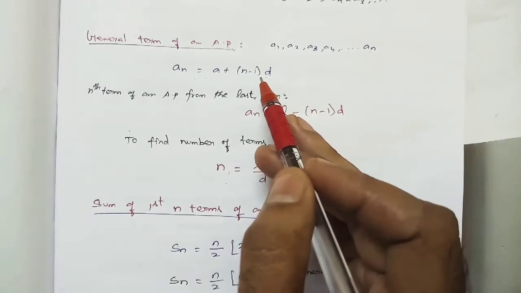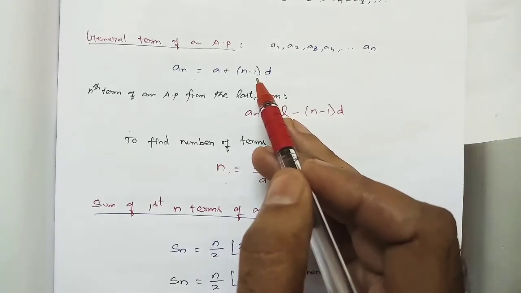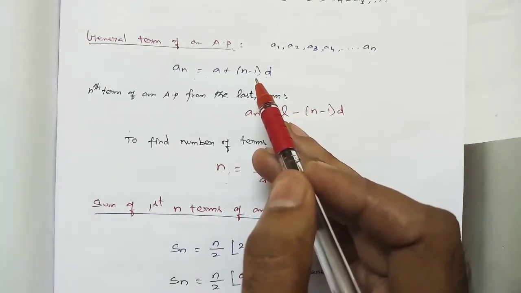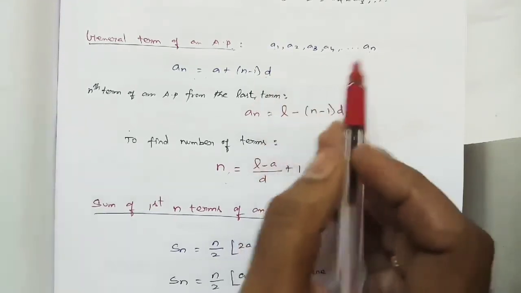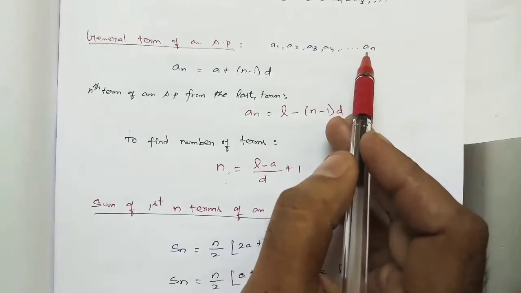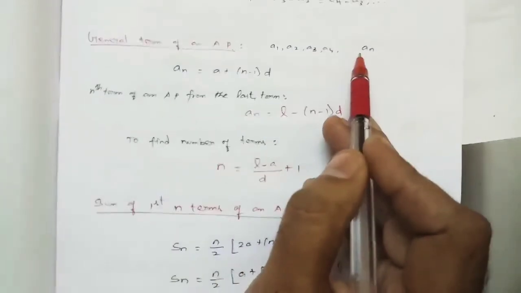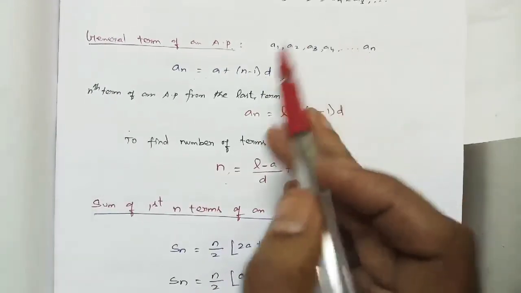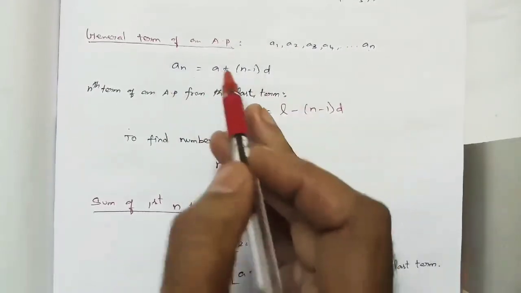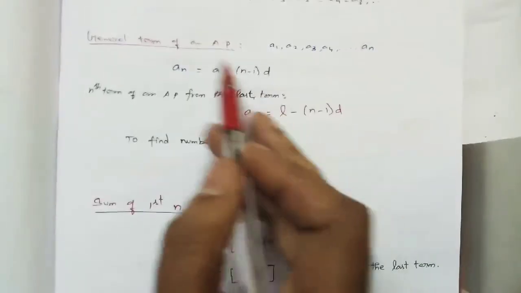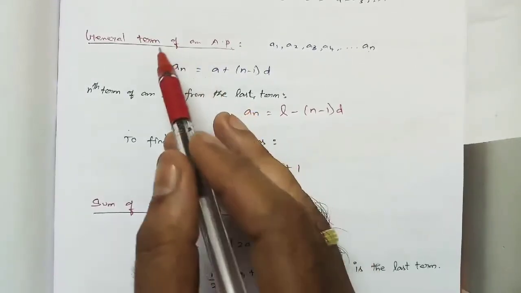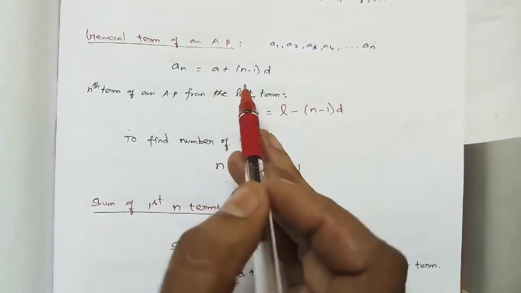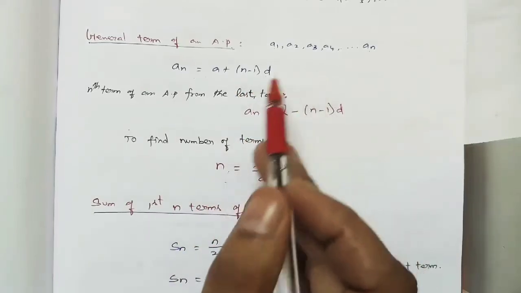So how many terms are there in an AP? 49. We are finding the 49th term, which is the last term of the AP, so n is nothing but 49. Understood? So if you know the values of a, d and n, we can find the nth term, that is the particular term, the general term of an AP. an is equal to a plus (n minus 1) into d, right?